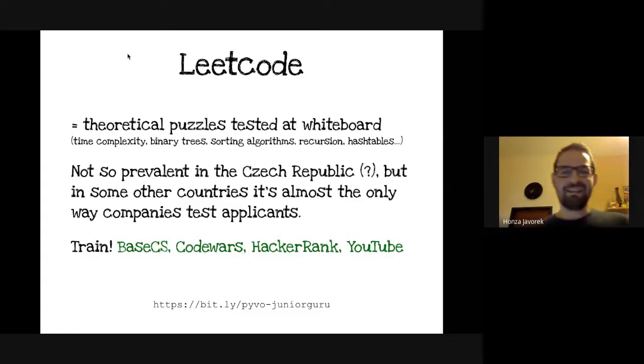And it's terrible. These things like time complexity, binary trees, sorting algorithms, recursion, hash tables, blah blah blah. I think these things are really useful to know, but I think people should learn them on the fly during their career when they need them, and not memorize them just to pass artificial tests during a job interview.